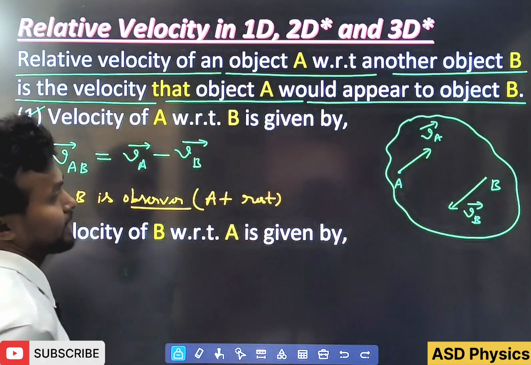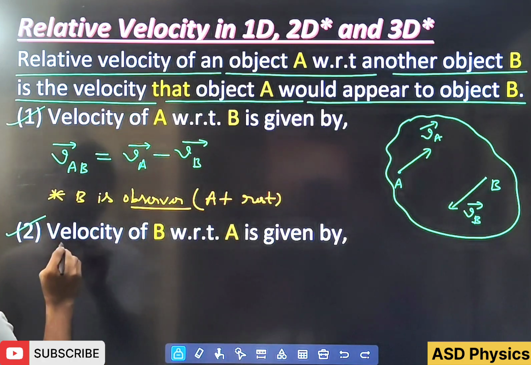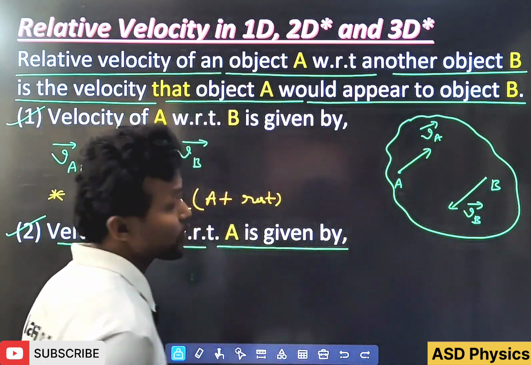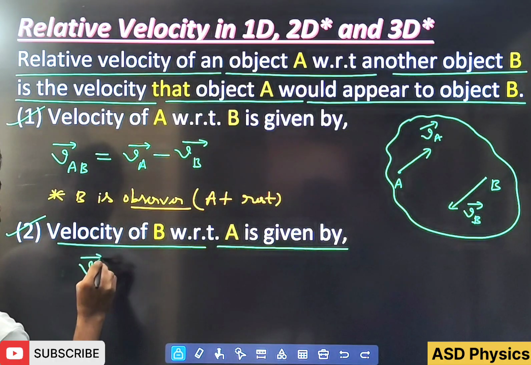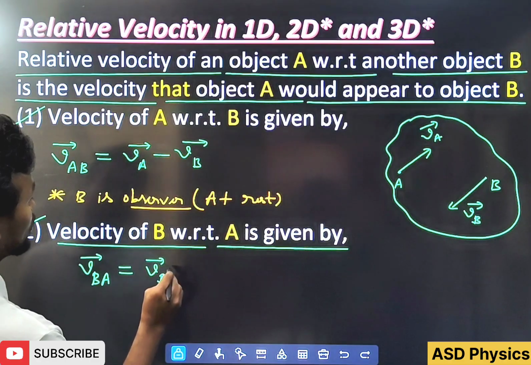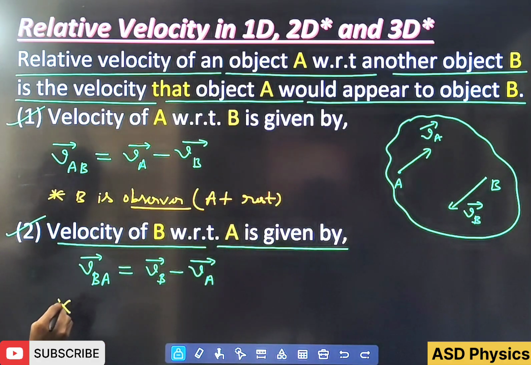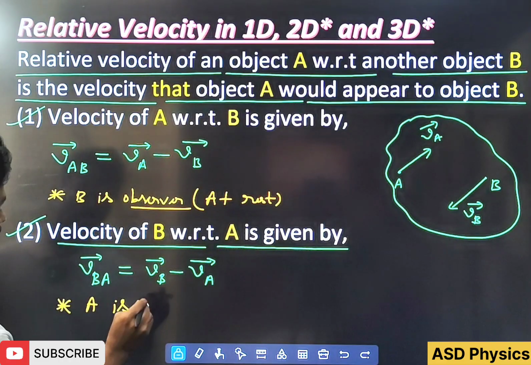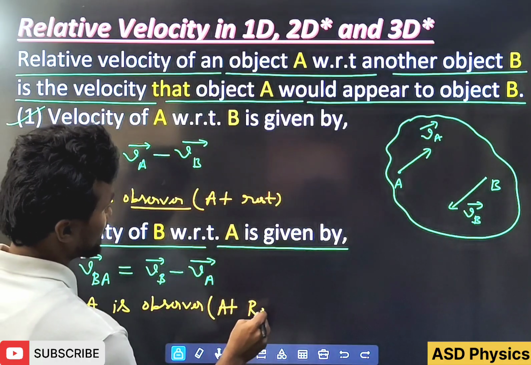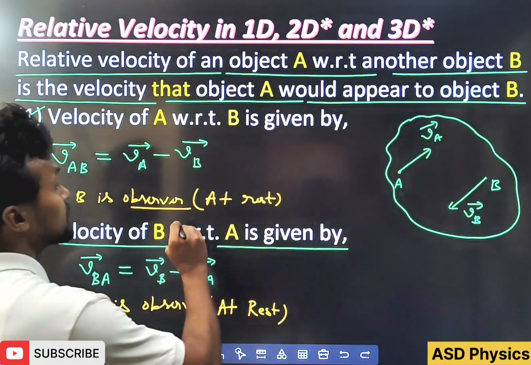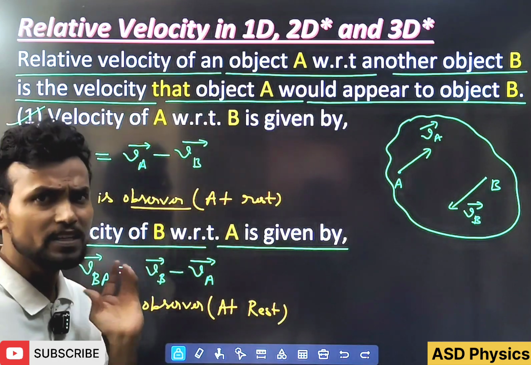Remember that here. Now if we talk about the second situation: velocity of B with respect to A is given by velocity of B minus velocity of A. Here who is the observer? A is the observer. And the observer is in which situation? This observer will be in a rest situation, because we have seen with respect to A, so A is in a rest situation. Before, we saw with respect to B, so B was in a rest situation.